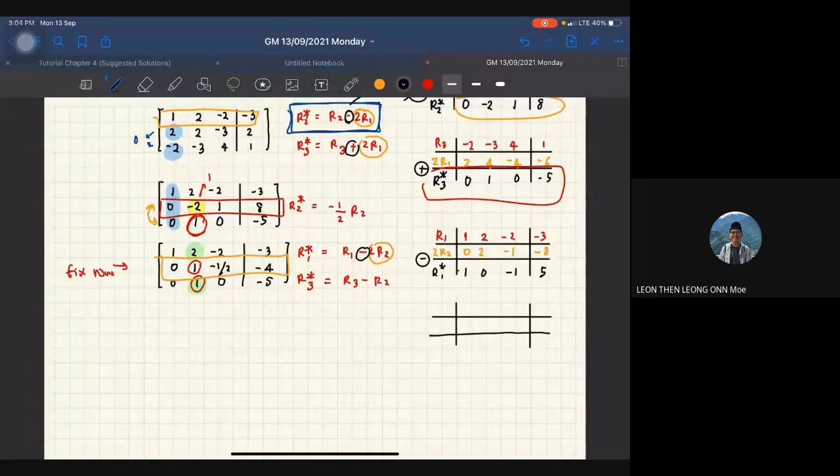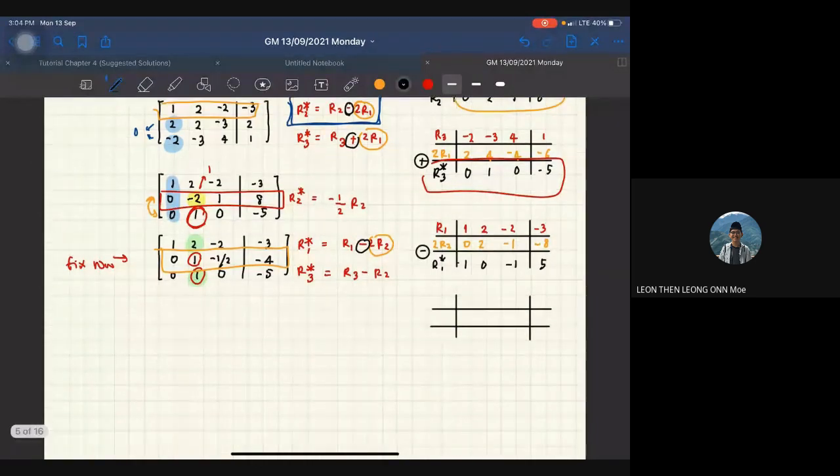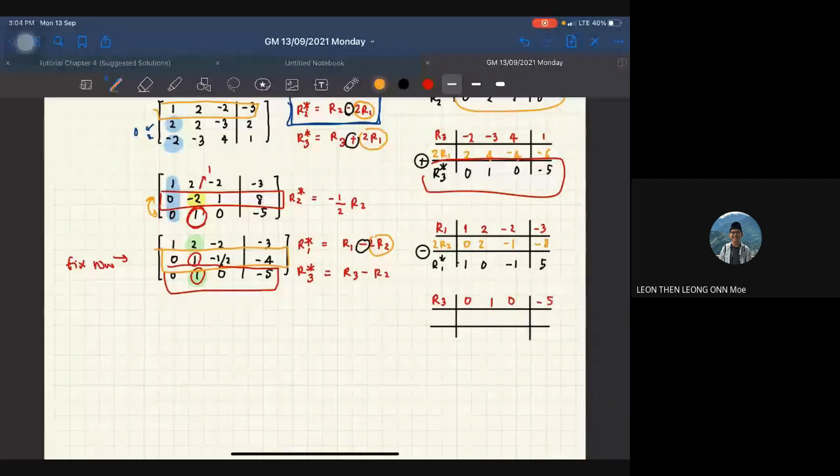This one. Okay, and then kita ada row 3. So we have a row 3. So salin balik row 3 awak. It's this one. Down here. So you have 0, 1, 0 and -5. Okay, and then awak tengok kat sini kita ada row 2. So you just write row 2 over here. So we have 0, 1, -1 over 2 and then -4.